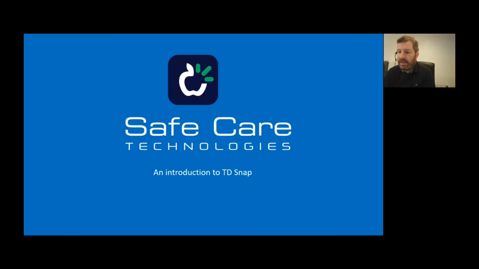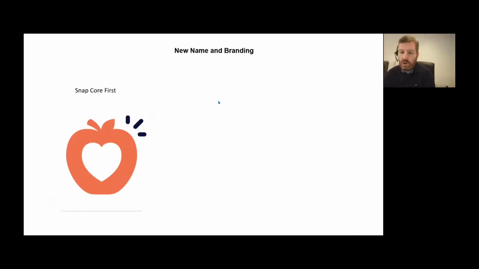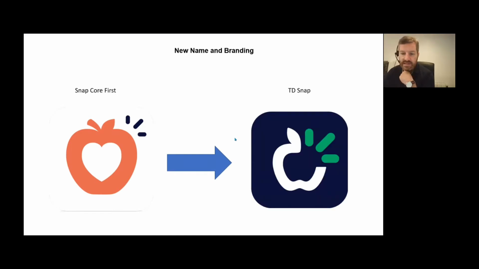But today, we're talking about TD Snap, which is an AAC software from Tobii Dynavox. If you were familiar with it in the past, you may know it as SnapCore First. You may recognize its logo if you have the software already, if you've used it in the past, or if you've attended one of our training sessions. Recently, this has been rebranded as TD Snap. So it has a new logo and it's got a new name.